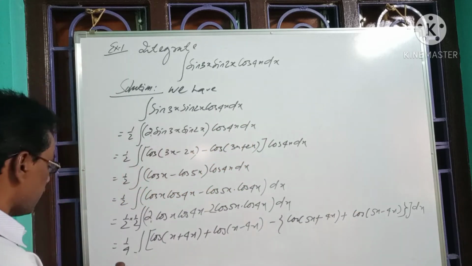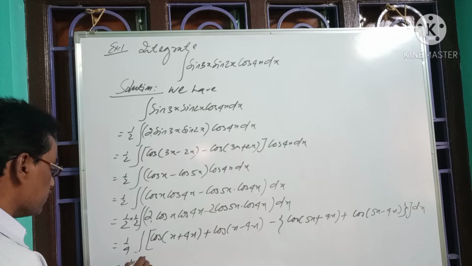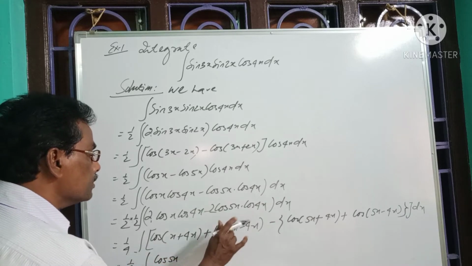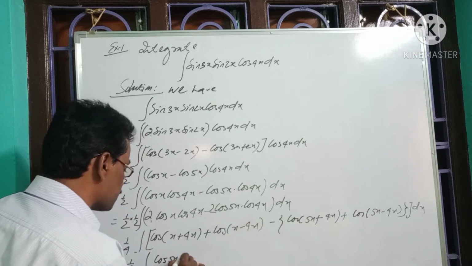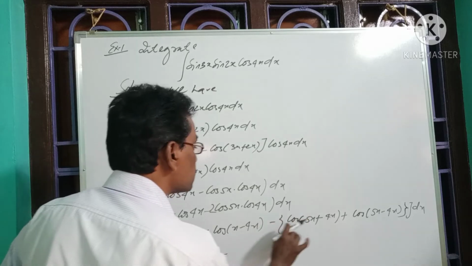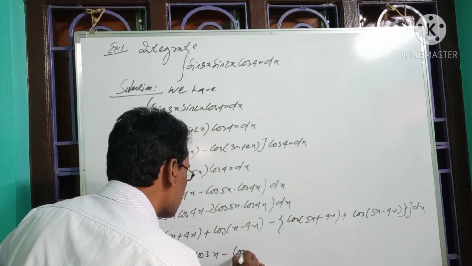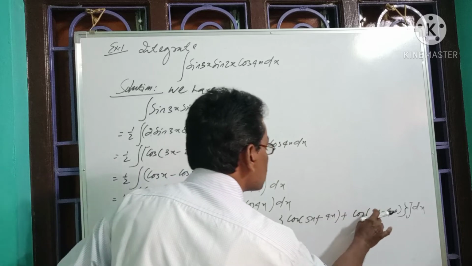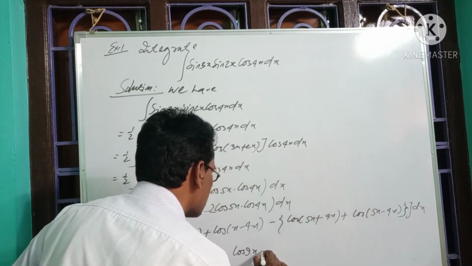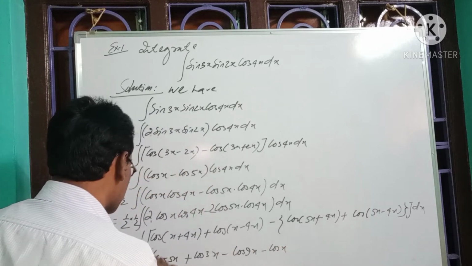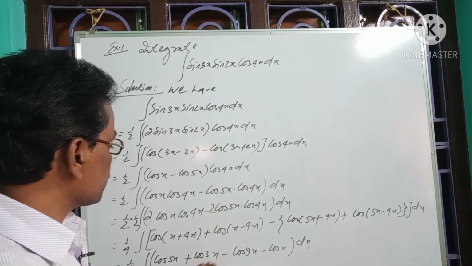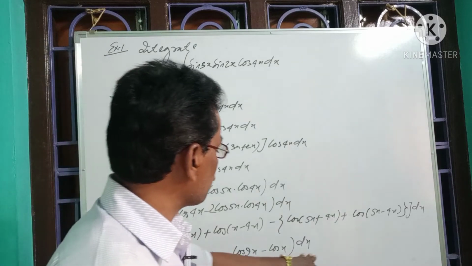So whole integration with respect to x. Now simplifying, we have 1 by 4 into the integration of cos of 5x, cos of minus 3x, which is plus cos 3x. Again simplifying, that is cos of 9x. Again simplifying, this is cos of 5x minus 4x, which is minus cos of x. So at last we got the integration of cos 5x plus cos 3x minus cos 9x minus cos x with respect to x.